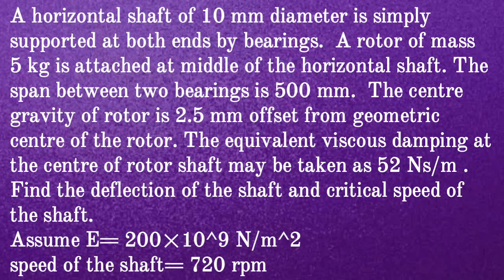The center of gravity of the rotor is 2.5 mm offset from the geometric center of the rotor. The equivalent viscous damping at the center of the rotor shaft may be taken as 52 Newton-second per meter. Find the deflection of the shaft and critical speed of the shaft. Assume E is equal to 200 into 10 raised to 9 Newton per meter square. Speed of the shaft 720 rpm.